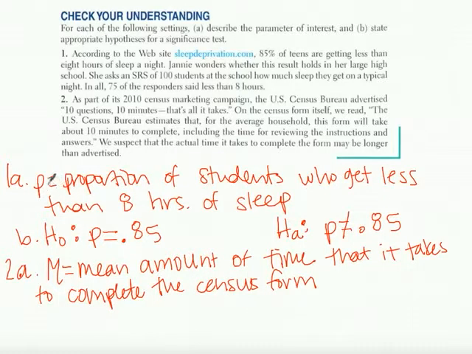All right, so if you'll notice, our parameter that we used for the first one was the proportion of students who got less than 8 hours of sleep. The second one was the mean. The reason that they changed is because our situation was completely different. We were looking at actual numbers of people here, and in this question, we're not looking at actual numbers of people. We're looking at the amount of time, and that amount of time is going to be an average or the mean.